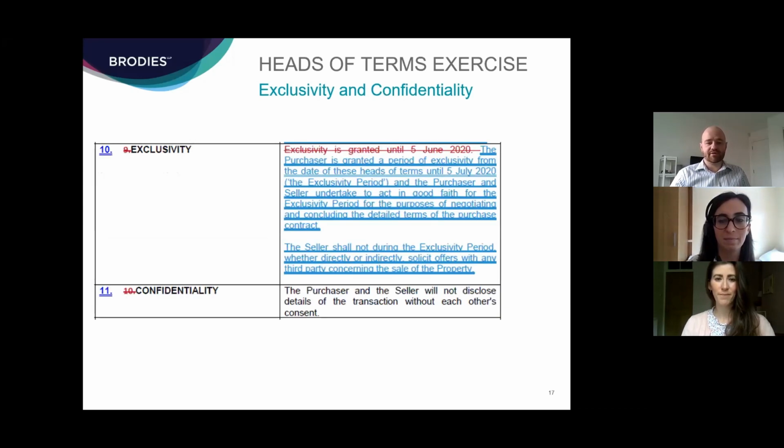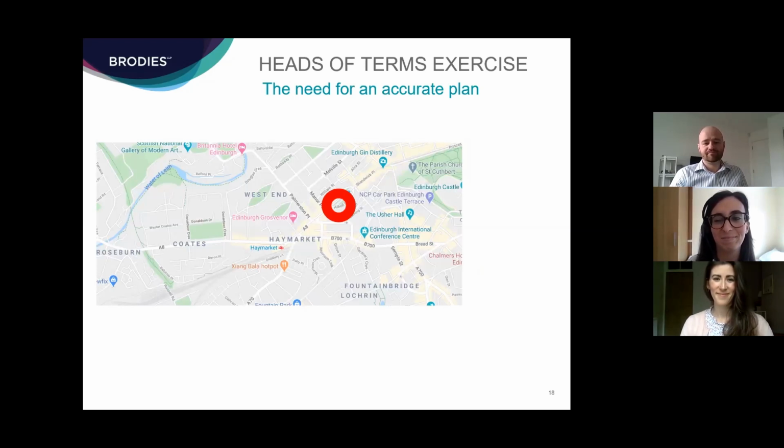I didn't change anything on the confidentiality, as it's fairly bog standard, but just beefed up maybe the exclusivity period, saying the parties will act in good faith towards each other, etc. So I will now hand over to Samantha again, who is going to talk about the plan.